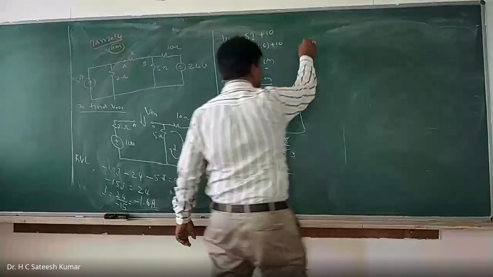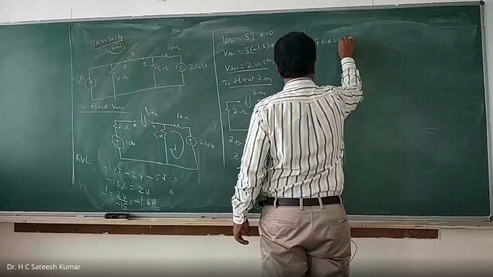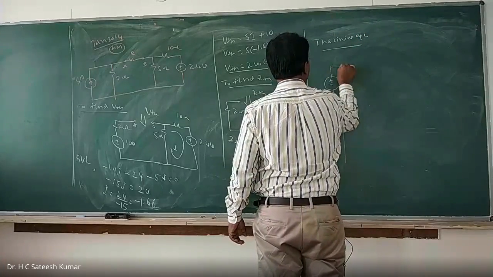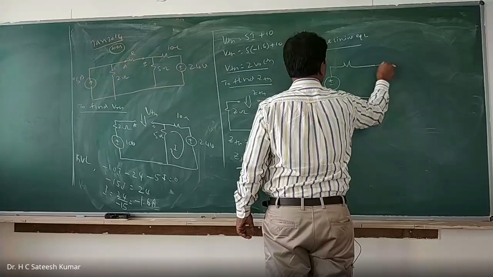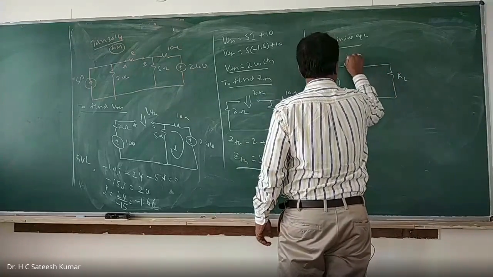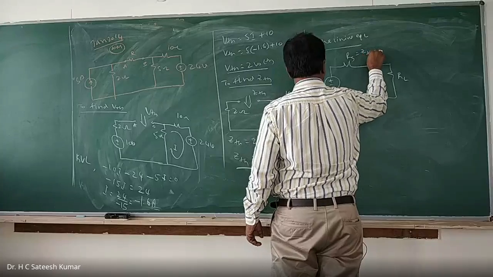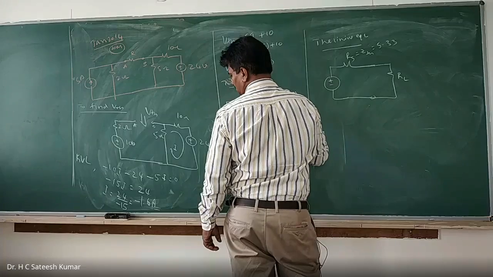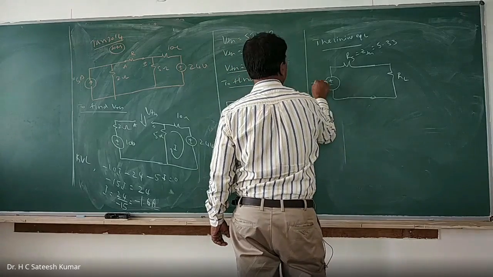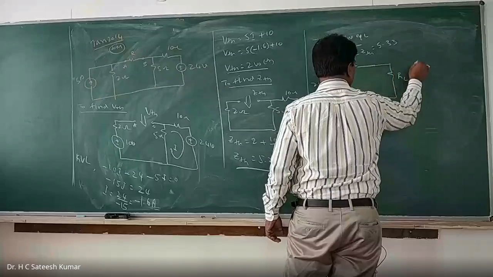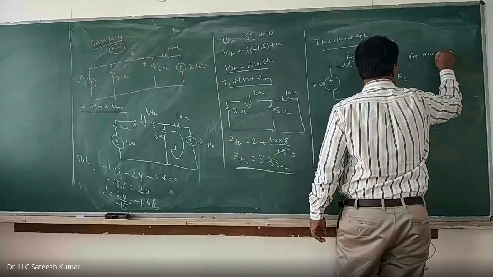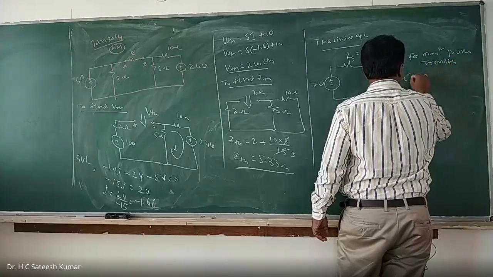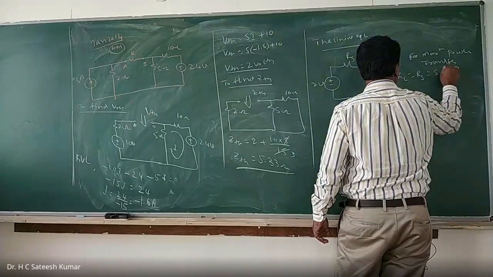Next is Thevenin's equivalent. What you should do? A voltage source in series with a resistance. Okay. And there is a load RL. RS is your ZTH, which is equal to how much? 5.33 ohms. And the VTH is how much? VTH 2 volts. Sorry. Okay, right. For maximum power transfer, what is the condition? RL is equal to RS, which is equal to 5.33 ohm.